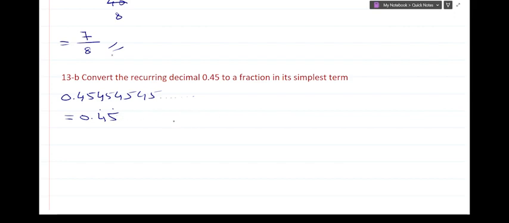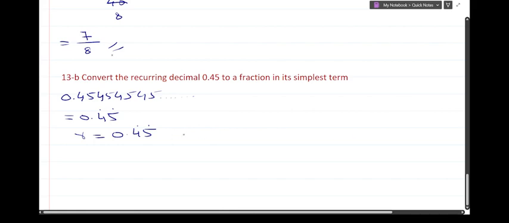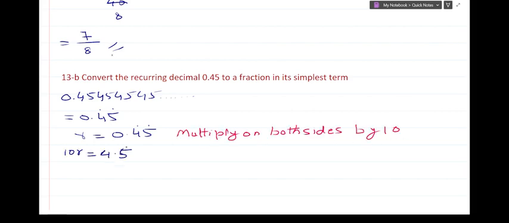Now how do we solve this question? It has a special technique. Let's consider r is equal to 0.45 with a dot here and a dot here, which means this is a recurring decimal. First multiply both sides by 10. Definitely it will have, because it is continuous, 4 5 4 5, so we'll pick the next 4 from the next 45, so it will become 4.54.